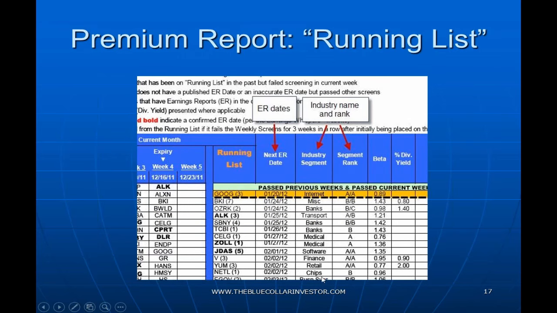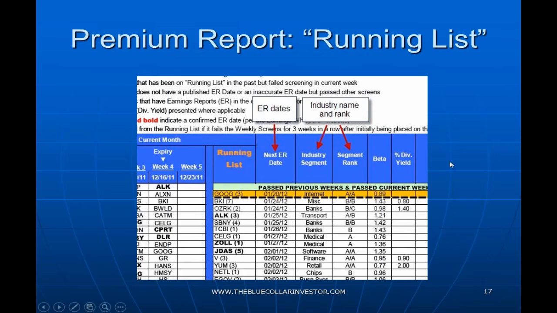Okay? Now that would eventually lead us to our watch list, which we call our running list. And we call it a running list because it's constantly changing. We update this for our members every week. And once again, if you're a member of the Blue Collar Investor, we create these lists for you, but in my material, I will explain how to do it on your own. So if you're inclined not to become a member, you still can do this on your own.